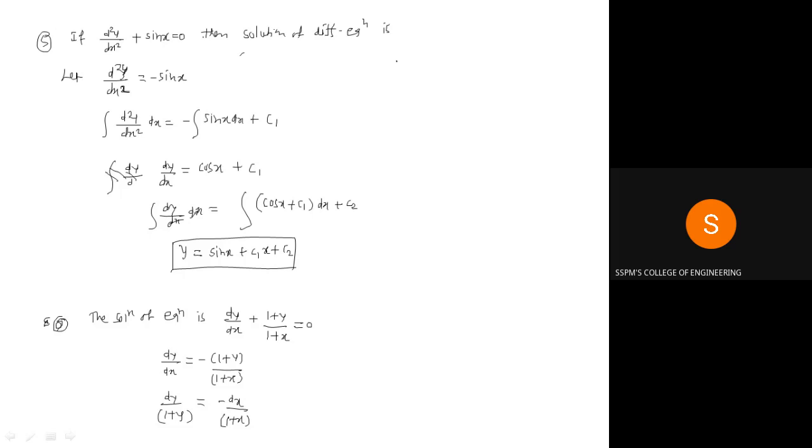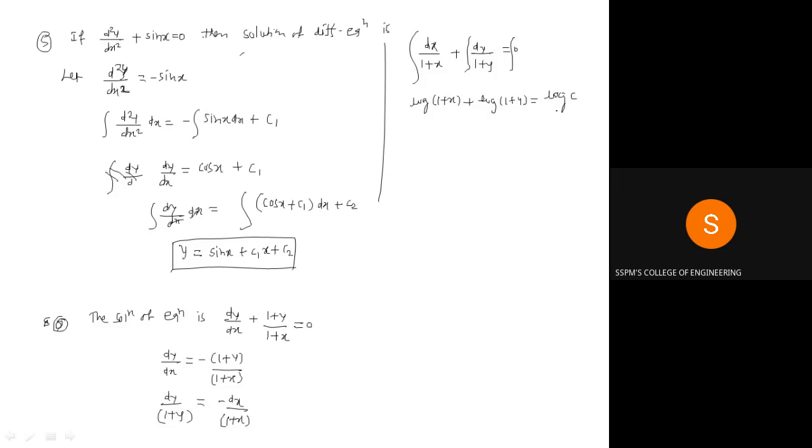And one more way, we can write or exchange the terms in the form dx upon 1 plus x plus dy upon 1 plus y, that is equal to 0. Now integrating on both the sides. What is the integration? अगर आप यहाँ पे integration ले रहे तो क्या मिलेगा? Integration of dx upon 1 plus x, what is that integration? It is log of (1 plus x) plus log of (1 plus y), that is equal to log of c.